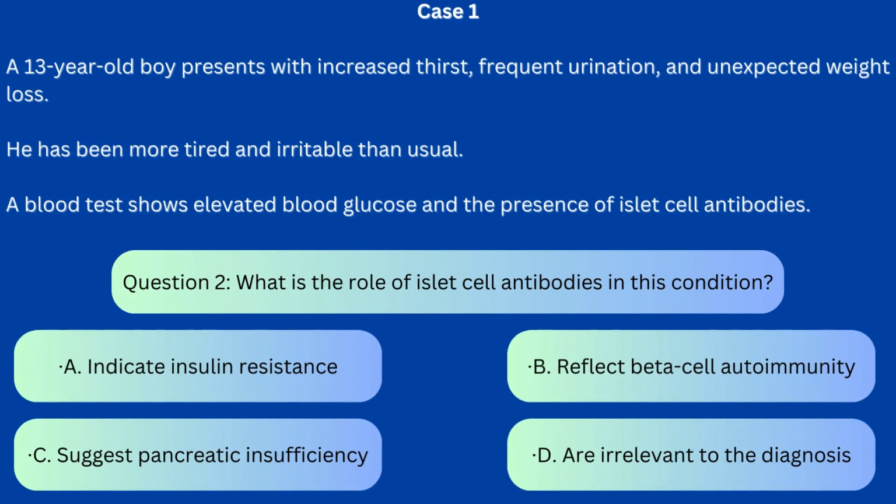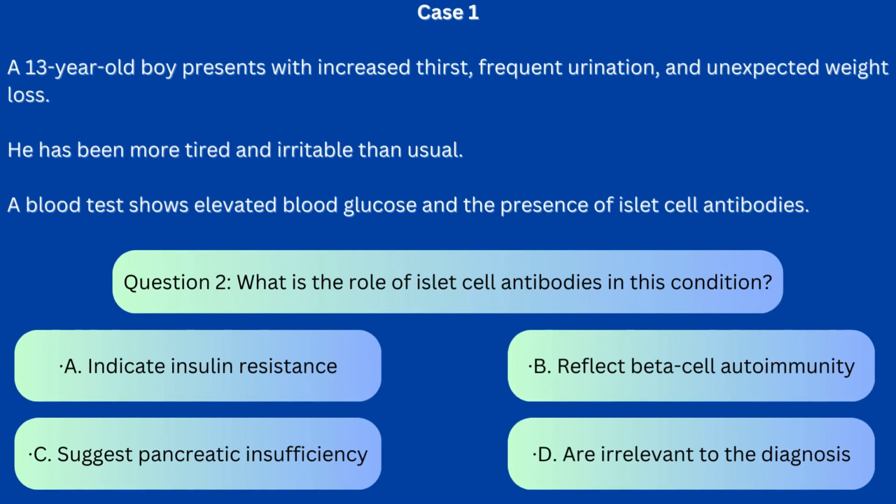A. Indicate insulin resistance. B. Reflect beta cell autoimmunity. C. Suggest pancreatic insufficiency. D. Are irrelevant to the diagnosis. The correct answer is B. The presence of islet cell antibodies is a key indicator of an autoimmune process targeting the pancreatic beta cells, which is the underlying cause of type 1 diabetes mellitus.